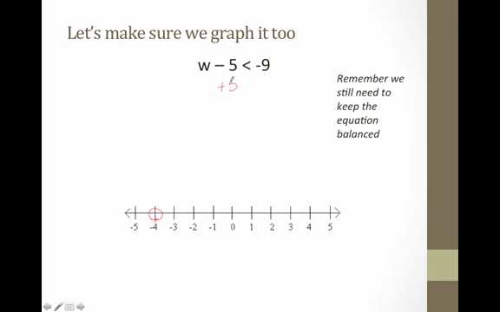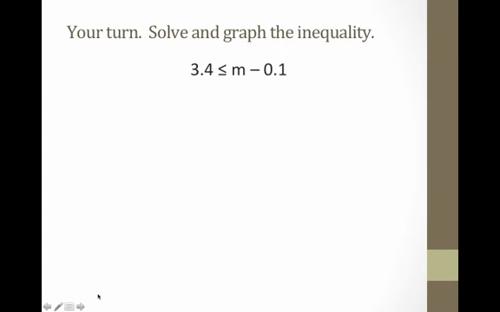Sorry, really quickly picking that back up there. W was less than negative 4. I can't include the negative 4 because that's not included in my solution set, but any number that is less than negative 4. To be less than negative 4, remember, I'm going to go out this direction on my number line.